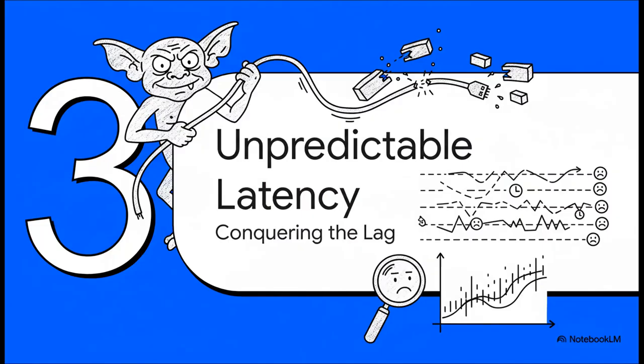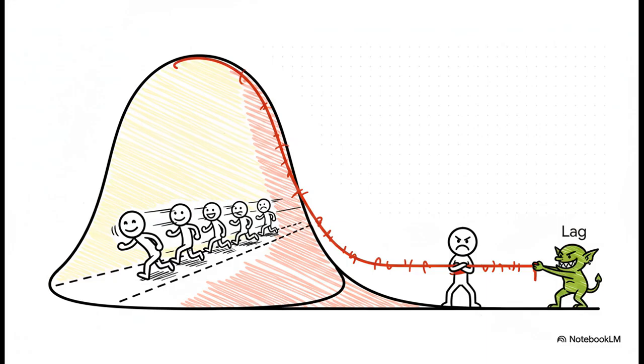All right, gremlin number 1 is down. Let's move on to our next one, the lag. And this one is sneaky. Your average latency might look totally fine in your dashboards, but some of your users are experiencing these frustrating slowdowns. So to really conquer the lag, we've got to look beyond the simple averages and understand what's really happening to our users. And this is exactly why just looking at one number isn't enough.